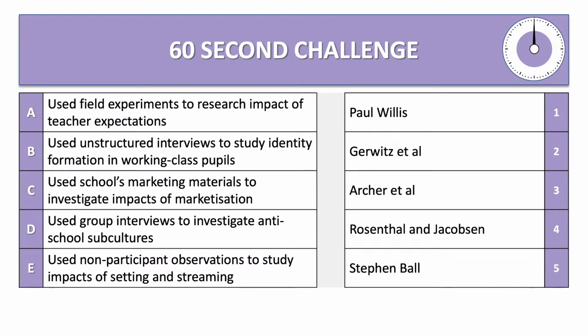Okay, so we have 60 seconds. We have a number of different researchers on the right-hand side: Paul Willis, Gewirtz et al., Archer et al., Rosenthal and Jacobson, Stephen Ball. Try and match the description to the person or people who've conducted the research. 60 seconds, starting now. And in the right-hand column, what you would do is just place A and then the number.